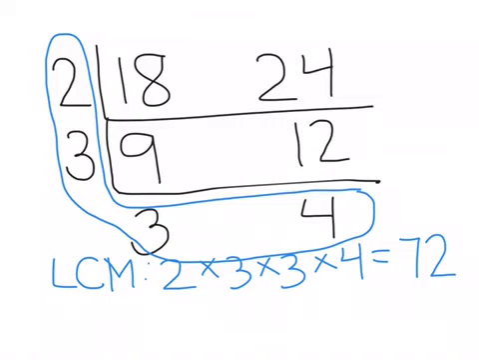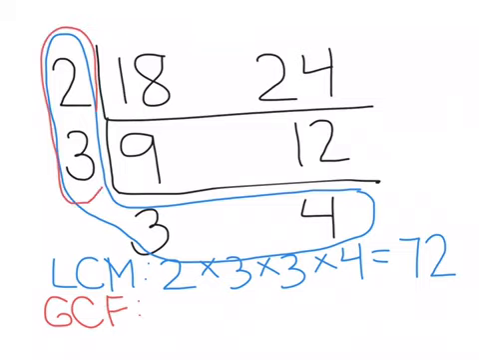And what that means is 18 and 24 will meet again at 72. They're fact families. 18 times 1, 18 times 2, so on and so forth. The ones that they're going to have in common, they'll both have a product of 72, a product or a multiple.